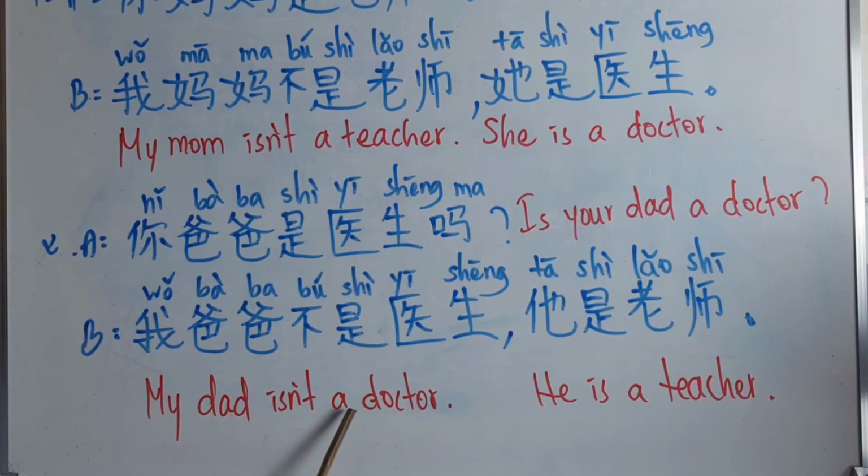My dad isn't a doctor. 我爸爸不是医生. 医生 doctor. 不是 isn't. Yes, we use the same as in the first answer here. 我爸爸不是医生. My dad isn't a doctor. 他是老师. 他 he, 老师 teacher. 他是老师. He is a teacher.